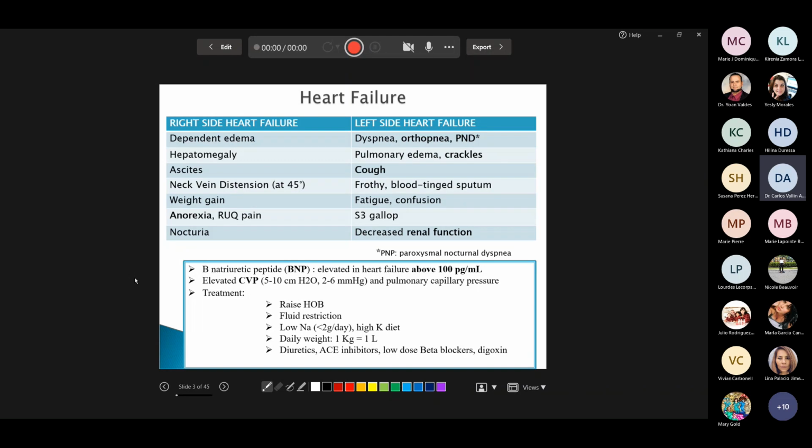If I start taking a diuretic, maybe tomorrow I have 2 kilos less. You say, oh, good diet. No, it's not diet. You are not losing fat. You are losing liquid. You understand? Because of this bloating, this fullness in the abdomen by the liquid and the hepatomegaly, you have anorexia and even right upper quadrant pain, and you have nocturnal urea.